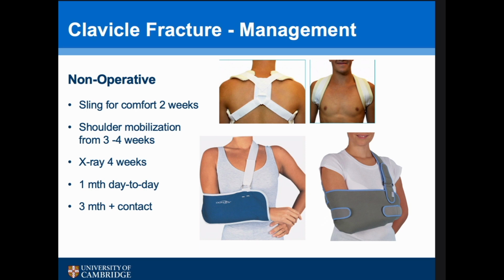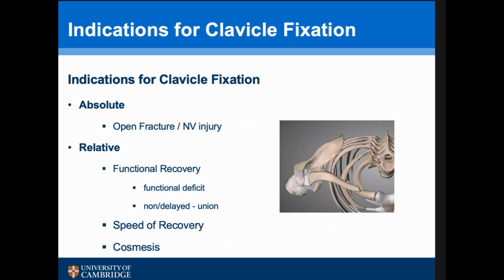So the indications for clavicle fixation, the absolute indications are an open fracture or neurovascular injury, which I mentioned are relatively unusual. So all other indications are relative. So those are to do with functional recovery. So that's to do with having a functional deficit. So that's the position of the fracture, or whether they've got issues with scapulothoracic function, or when you look at the prognostic indicator, there's a very high chance that they're going to go on to a non-union.